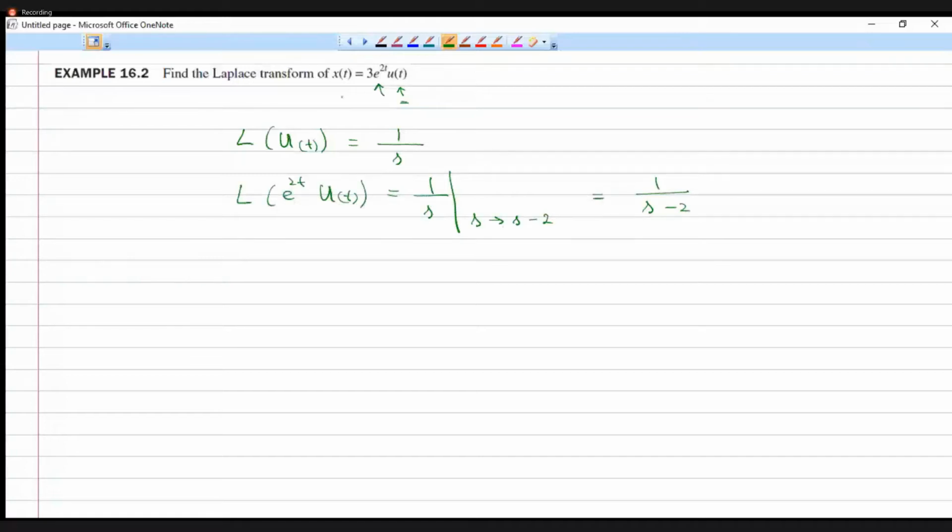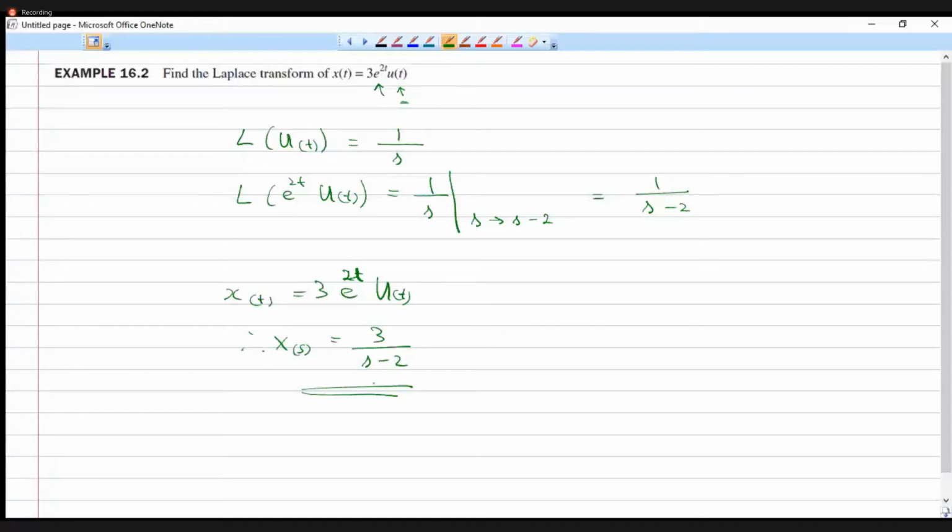But here we have x(t) equal to 3 e power 2t into u(t). So the given question is x(t) equal to 3 e power 2t into u(t). So what is X(s)? X(s) is equal to 3 by (s minus 2). Hope you understood how it is done. Using the property of Laplace transform, we have done this without doing any integration. Any doubt? You can interrupt me. If you are not interrupting, I am assuming that you are following.